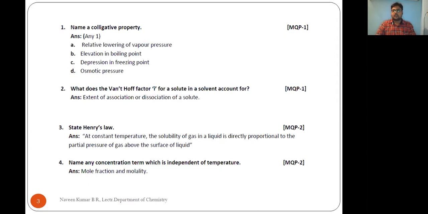So we know that there are 4 colligative properties. It is relative lowering of vapor pressure, elevation of boiling point, depression of freezing point, and osmotic pressure. Any one you can write, as it is an optional based question. So that is from the 4, any one you can write. So recall the colligative property information also.